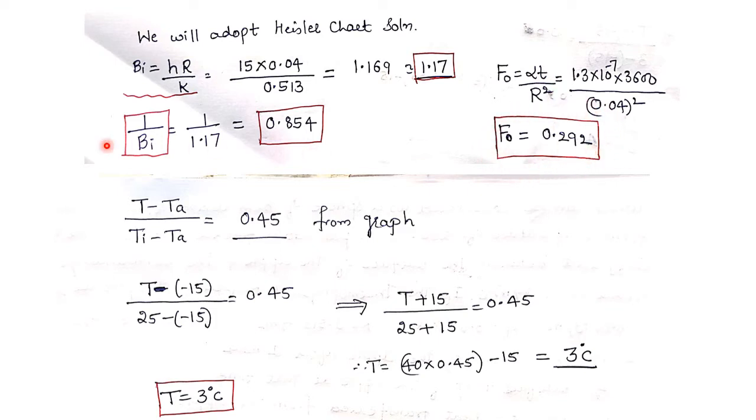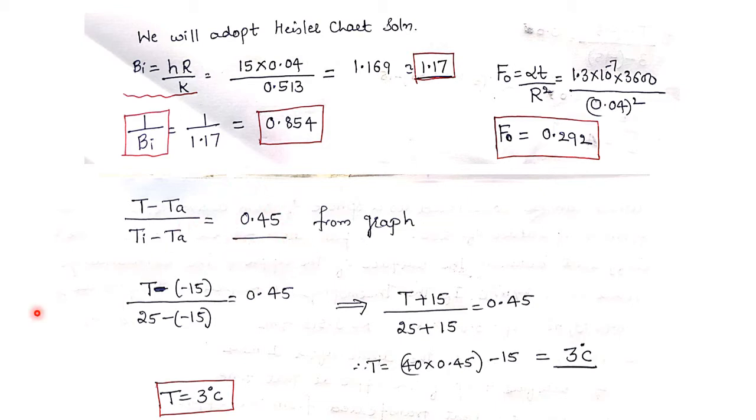So based on the availability of these two values, that is 1 divided by Biot number and Fourier number, we are going to calculate this value from the graph. So (T minus Ta) divided by (Ti minus Ta) equals 0.45. I have calculated this value directly from the graph by using these two values. So let me first simplify it, and then I will show you how we got this 0.45 from the graph.